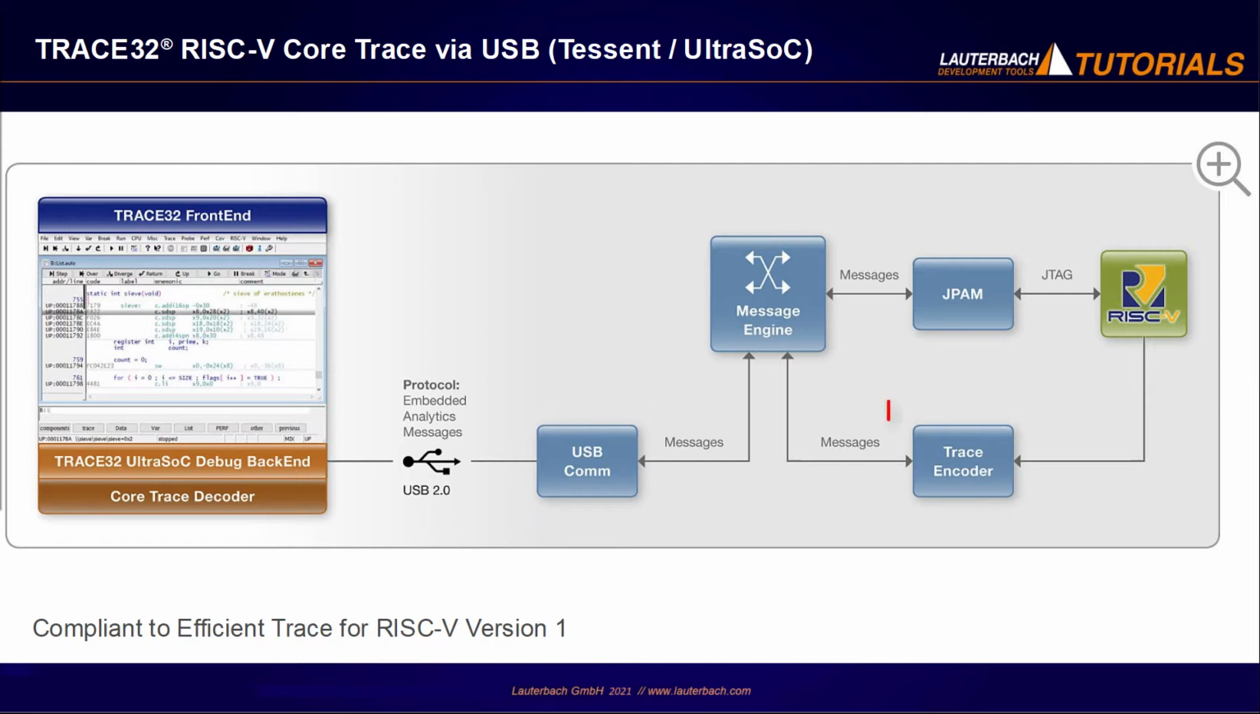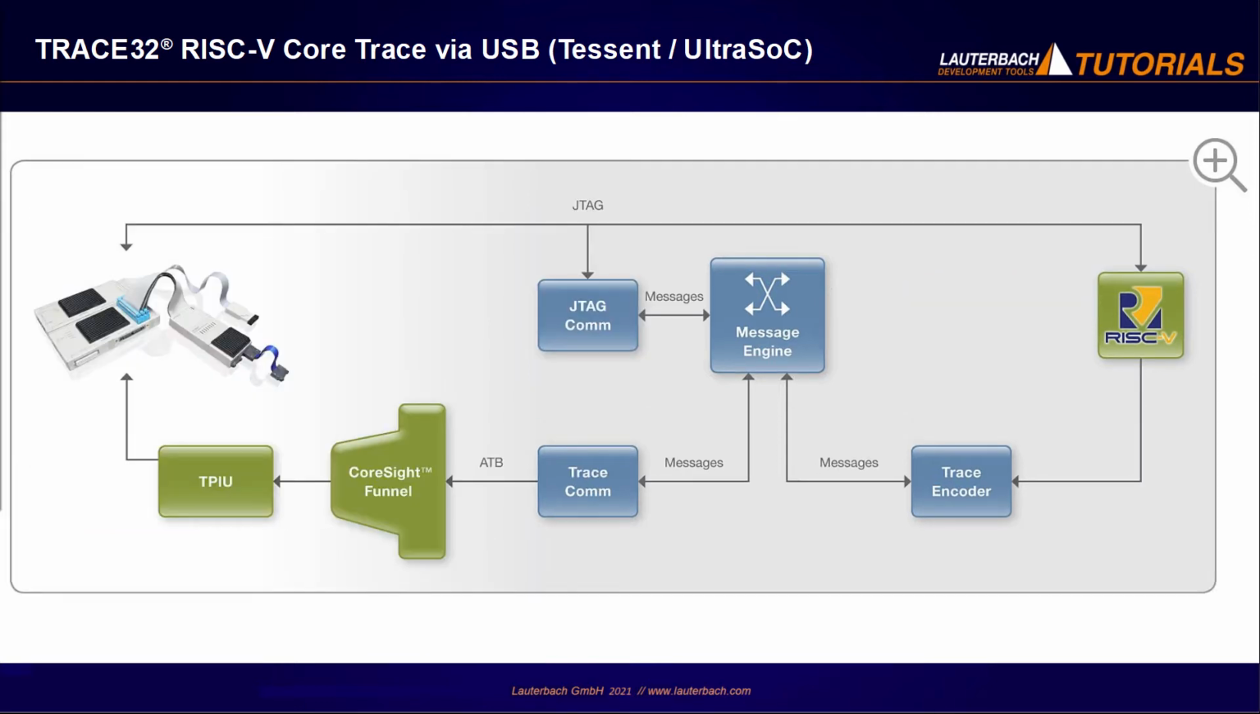The trace encoder monitors the program execution of the RISC-V core. This is done non-intrusively, meaning that the real-time performance of the program is not affected. This trace solution is compliant to Efficient Trace for RISC-V version 1.